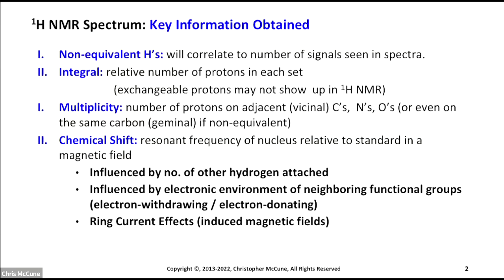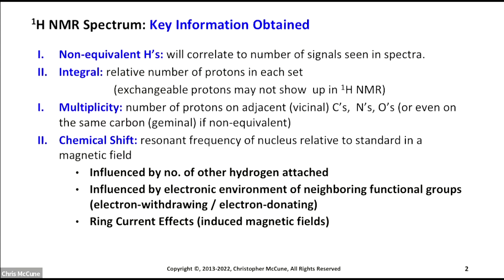The first one, how many non-equivalent hydrogens are in the structure. This will correlate to the number of signals that you're seeing in the spectrum, not the splitting patterns, but each individual signal that we're integrating. The integral, like in calculus, is just the area under a curve. And so the integral in an NMR is relative then to the number of protons in each set giving rise to that signal.